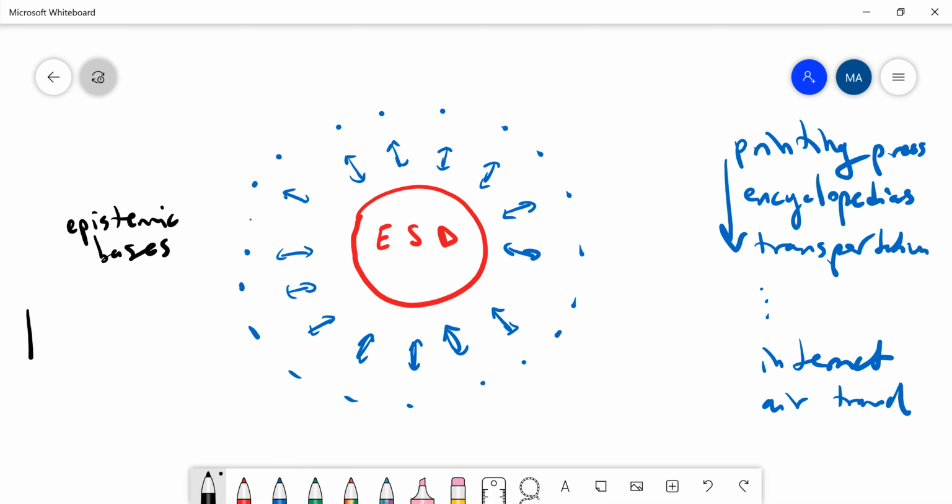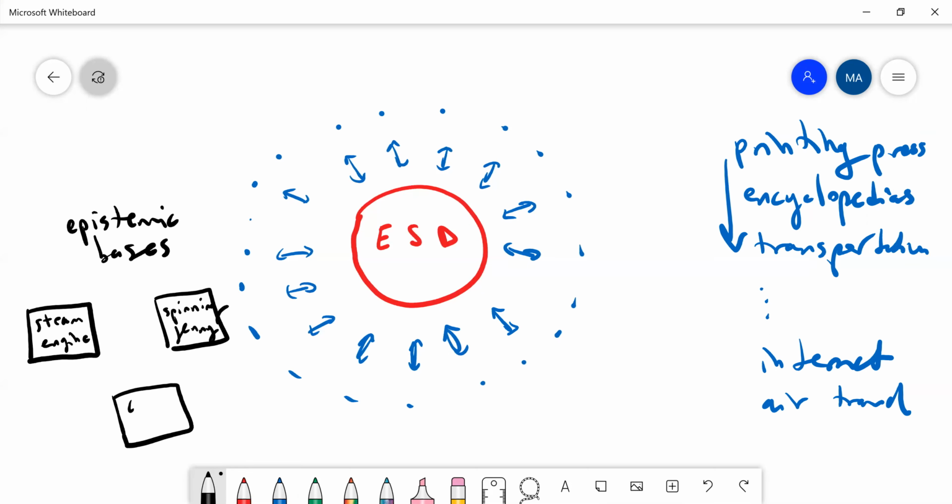There are epistemic bases: one epistemic base for, let's say, the steam engine, another epistemic base for the spinning jenny, another epistemic base for coal mining technology. Now, those were expanding.